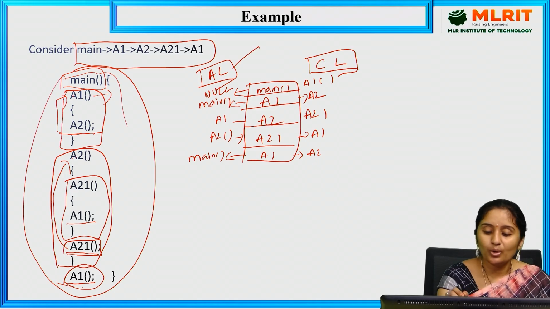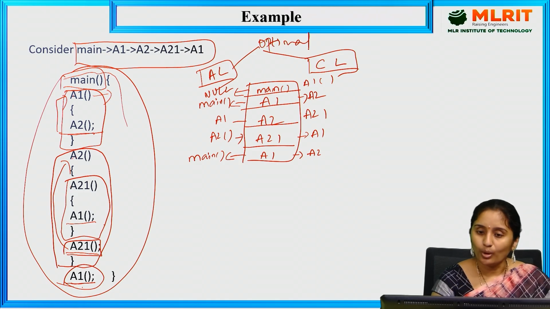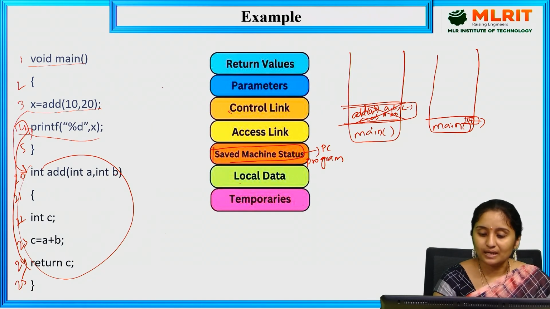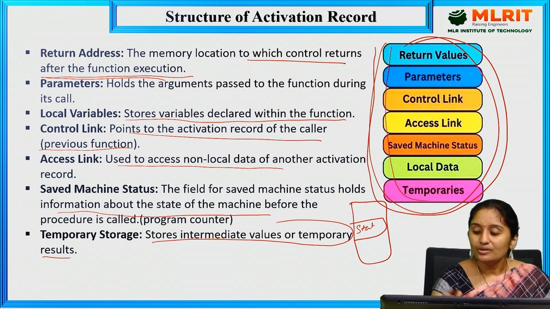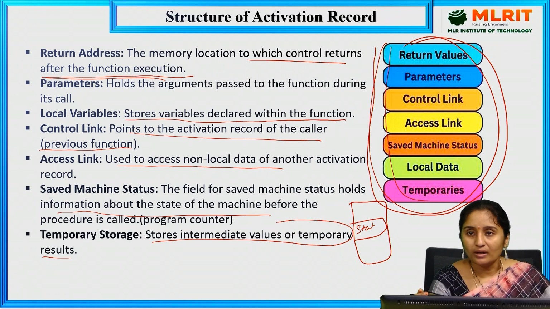These control link and access link are optional. This is the structure of the activation record. And the return value returns the value from the definition to the calling function.